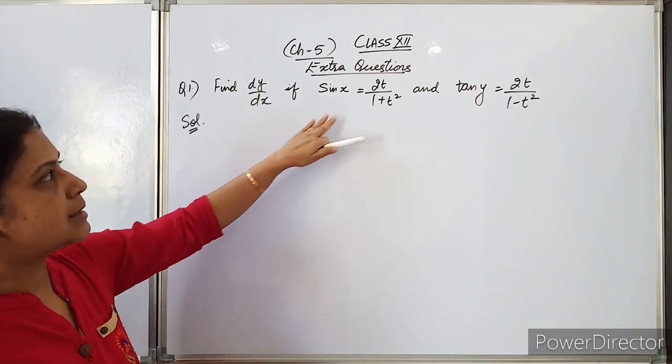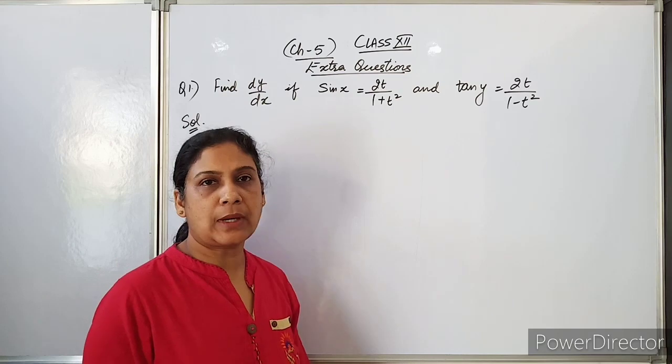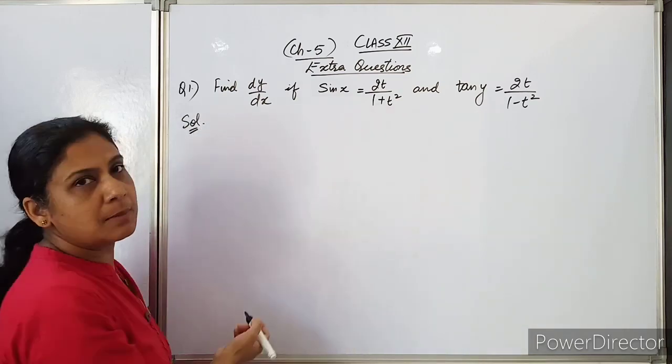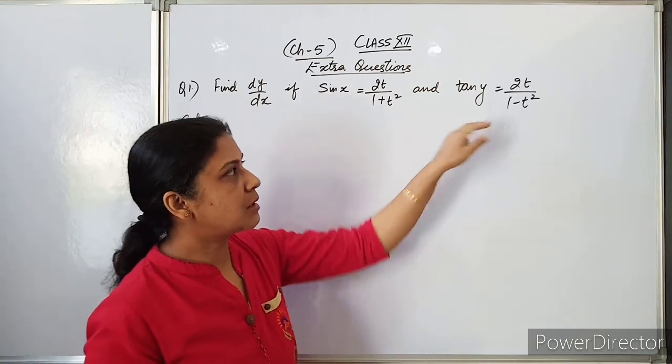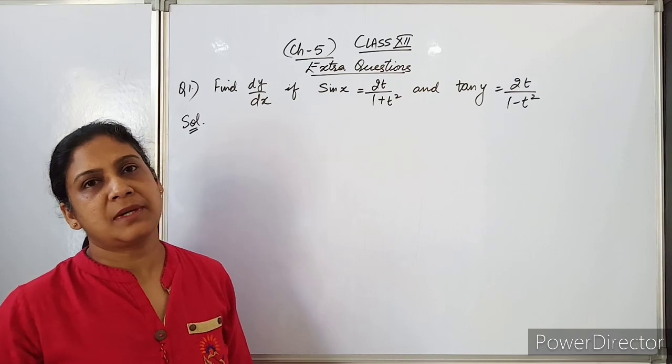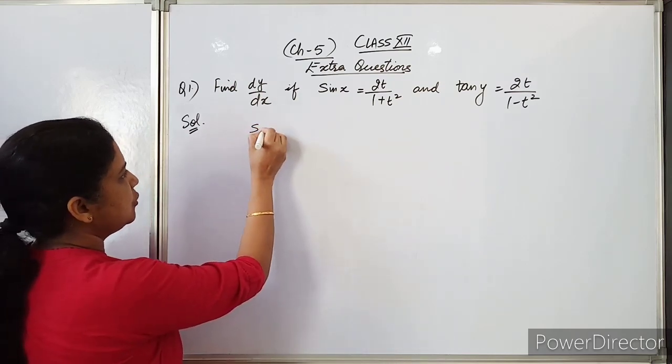Find dy by dx if sin x is equal to 2t upon 1 plus t square and tan y is equal to 2t upon 1 minus t square. It is a parametric form given to us. x and y are taking the support of the parameter t. So let's start with the solution.